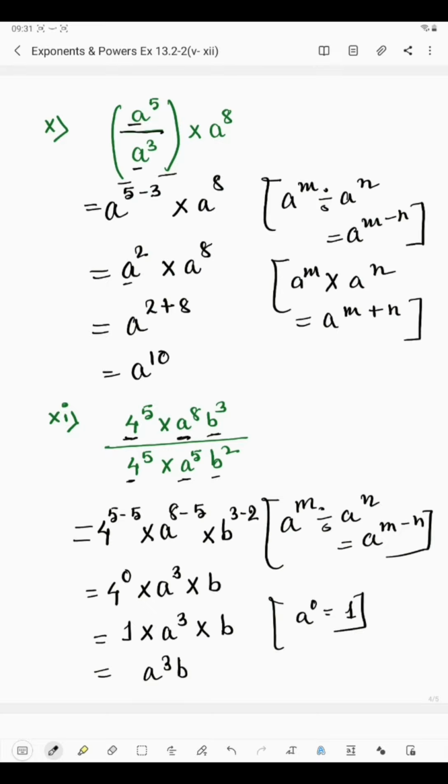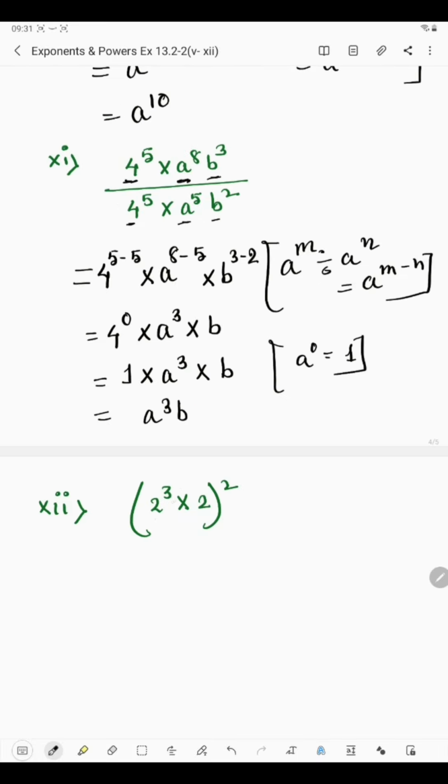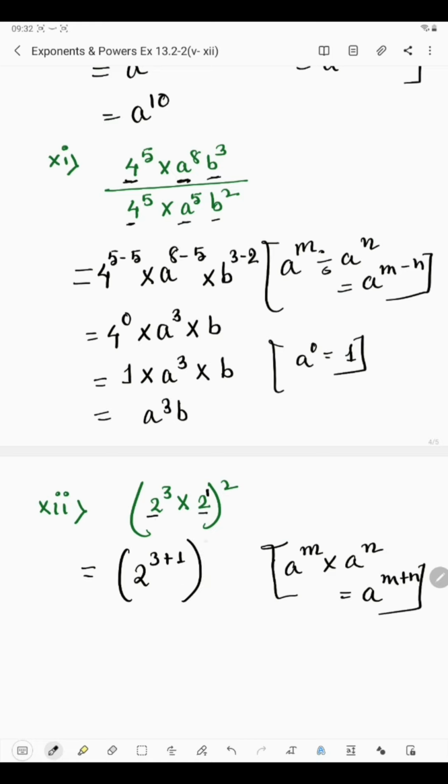Now coming to the last part. In the last part we have 2 raised to the power 3 multiplied by 2 whole to the power 2. Okay, so here we can see that the base is the same and in between the multiply sign is there, right? So when we have the same base and a multiply sign, then we just add the powers, isn't it? So here we'll write the base as 2 and then we'll add the powers. Now here we have 3, and here there is nothing, so we can consider it as 1. Now 3 plus 1 whole to the power 2. Now 2 raised to the power 4, as 3 plus 1 is 4, whole to the power 2.